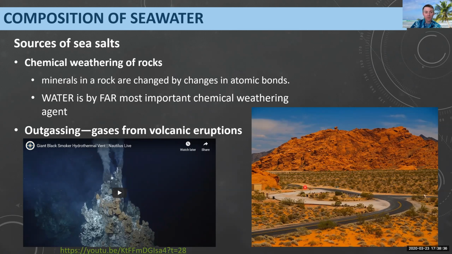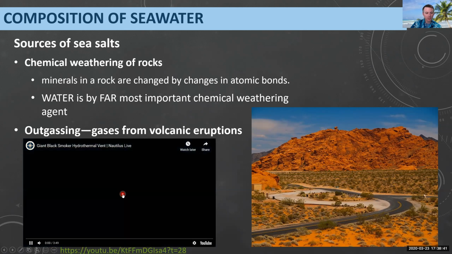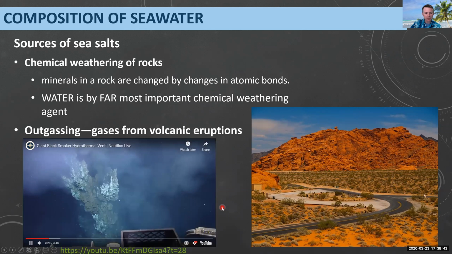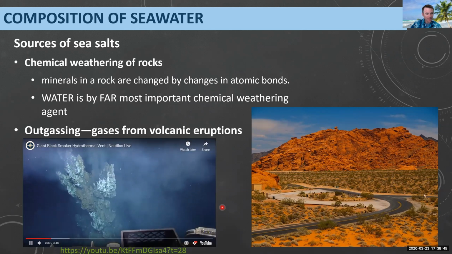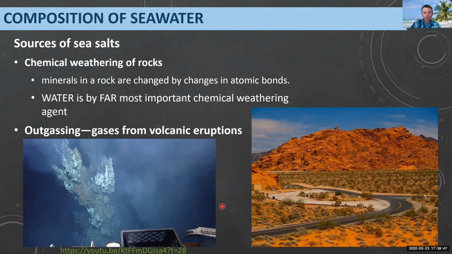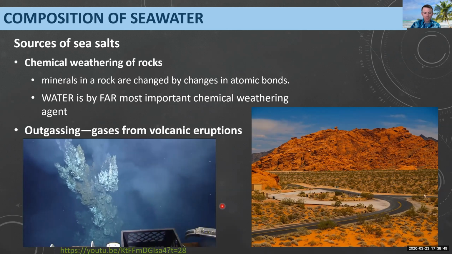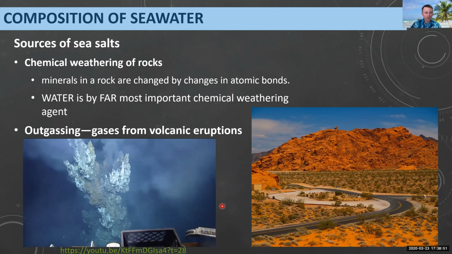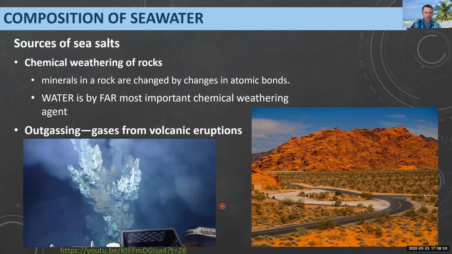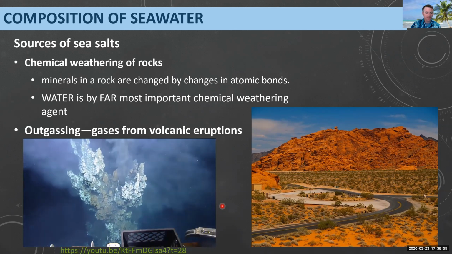The second way is through outgassing, or gases from volcanic eruptions down at the bottom of the ocean. What you see here at the bottom is a black smoker, a hydrothermal vent. The black stuff is actually a sulfur compound that's coming out of the water. It's very hot, like 300 degrees Celsius, somewhere in that neighborhood.